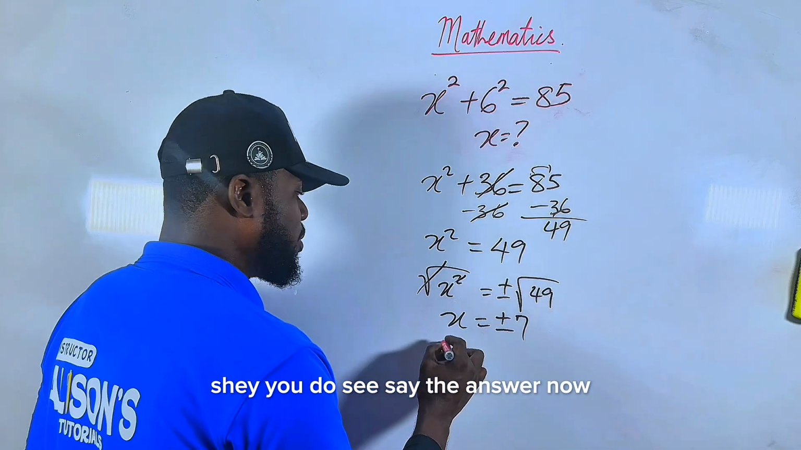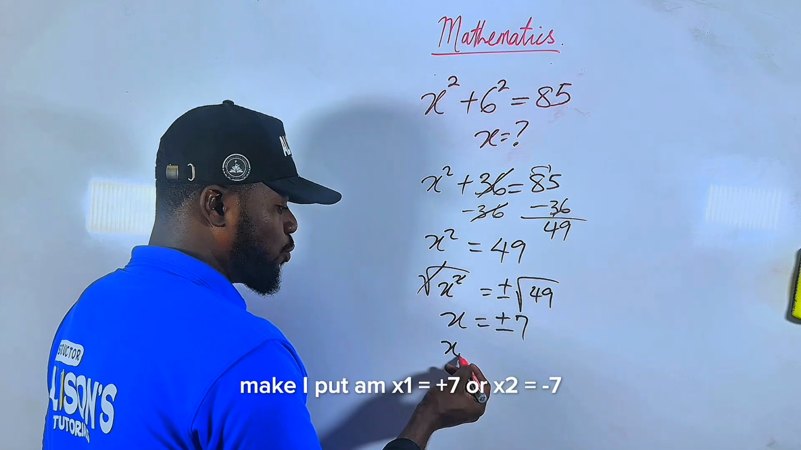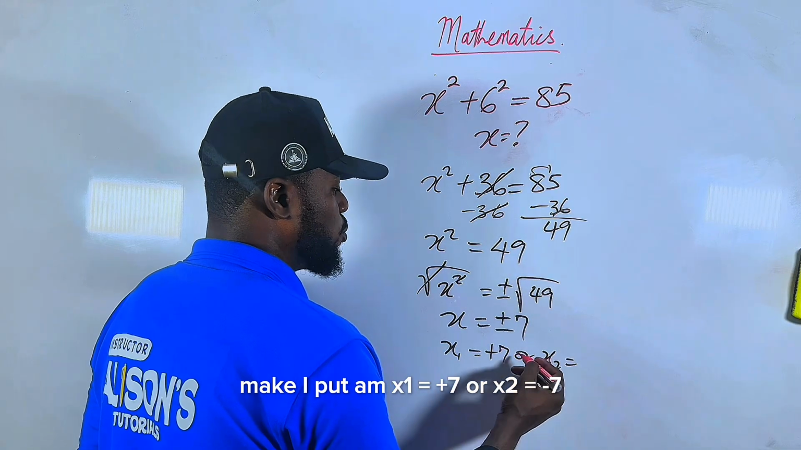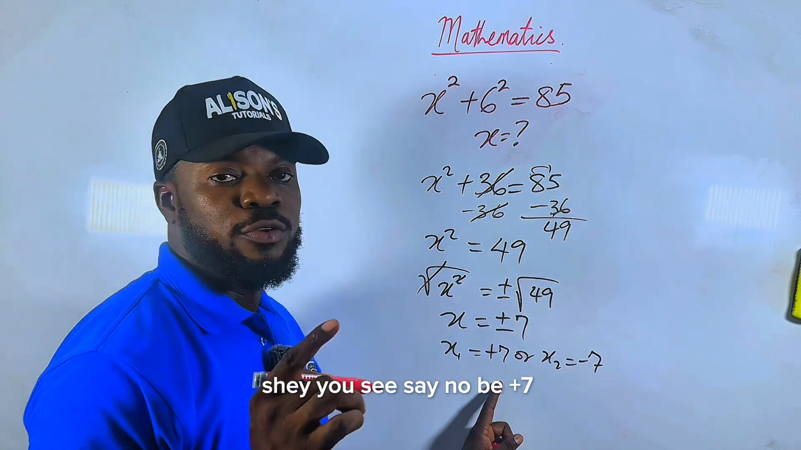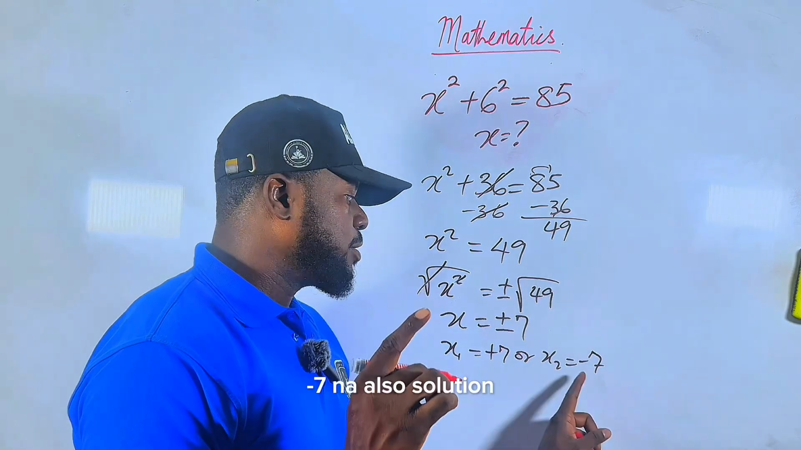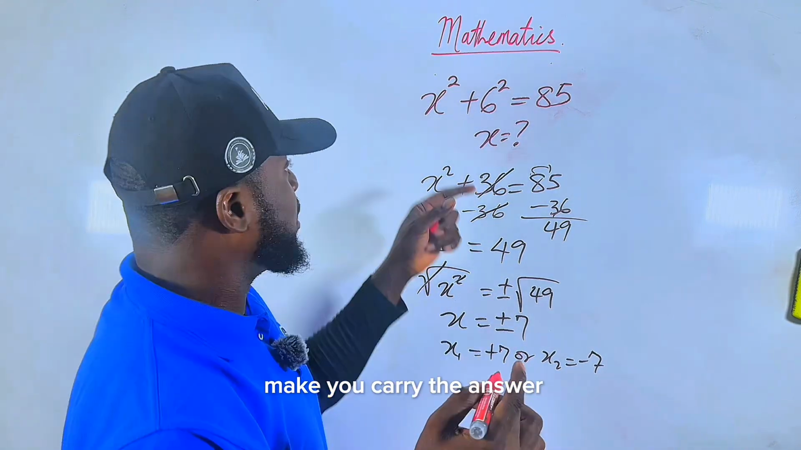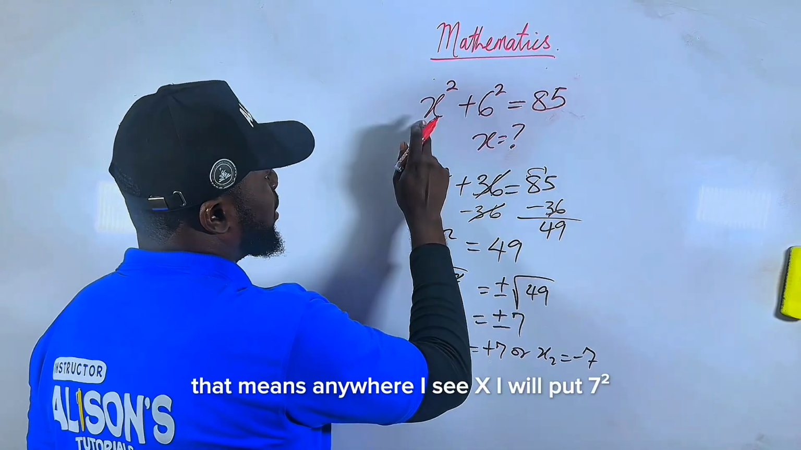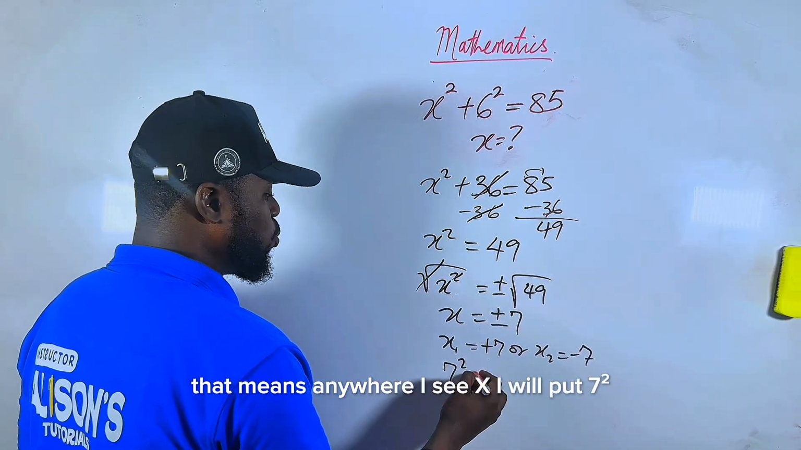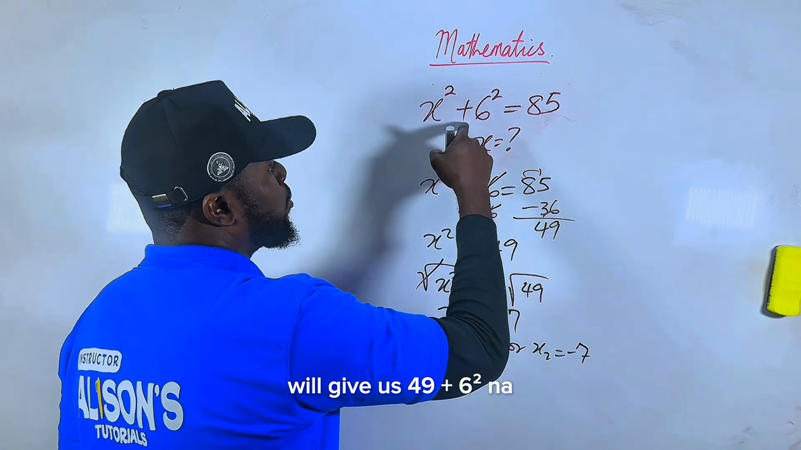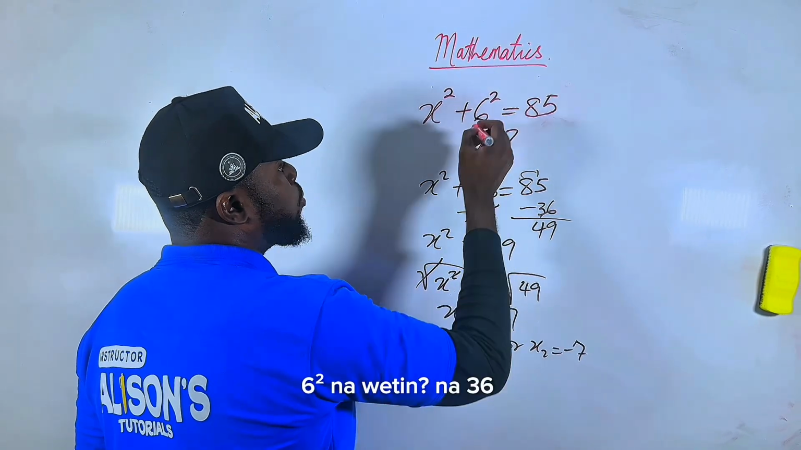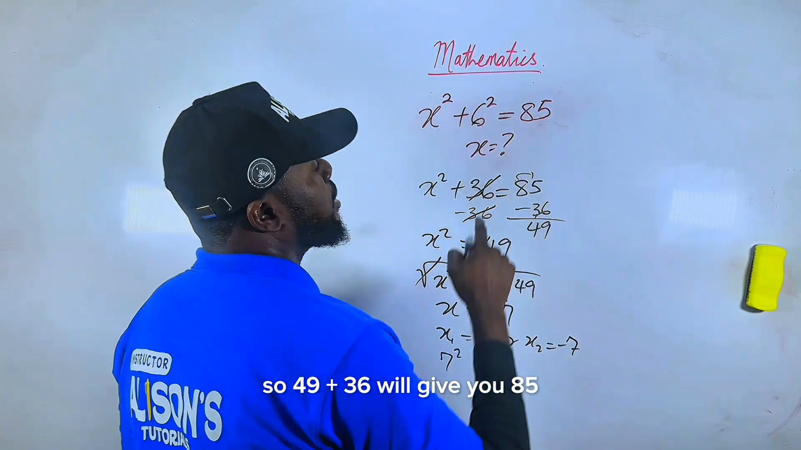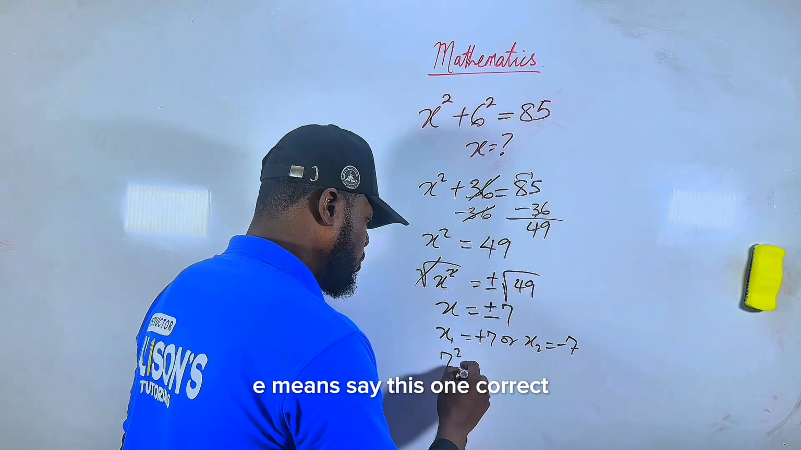So the answer we get is x1 equals plus 7 or x2 equals minus 7. It is not only plus 7 that is the solution; minus 7 is also a solution. I want you to carry the answer, go inside the question, and check whether they are correct. We get x as 7, which means anywhere I see x, I will put 7. 7 squared gives us 49, plus 6 squared, which is 36. So 49 plus 36 gives 85. It means that this one is correct.